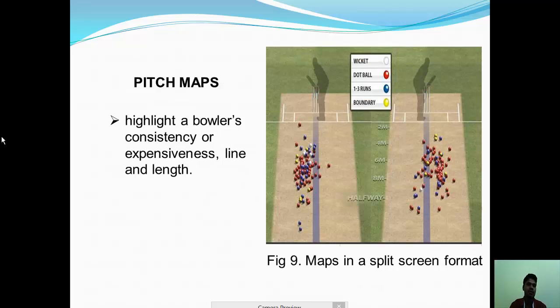Pitch maps. It highlights a bowler's consistency or expensiveness, line and length. Based on this analysis, the bowler can overcome his weak zone and make his weak zone a strong zone.